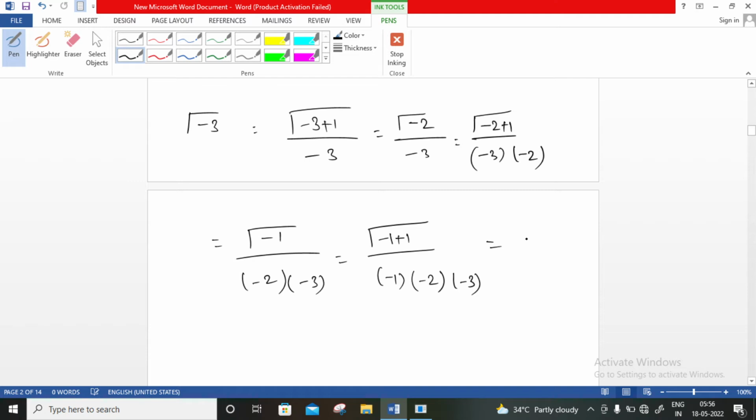Now minus 1 plus 1 becomes 0, so gamma 0 divided by minus 1, minus 2, minus 3. Now gamma 0 is not defined, its value gives you infinity. So the value of gamma of minus 3 is again not defined. So if n is a negative integer, then gamma is not defined. Gamma is defined only if n is a positive integer.